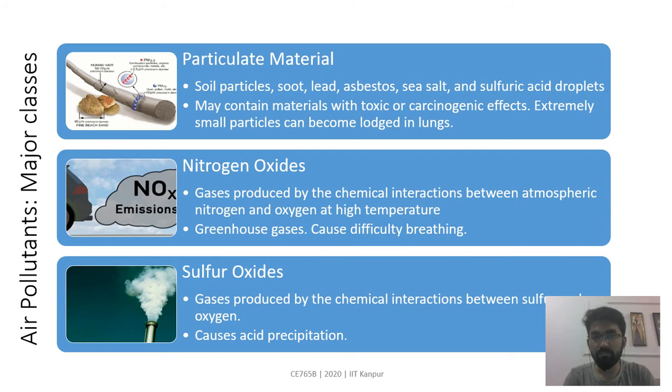Then come oxides of nitrogen. They are produced by the chemical interactions between atmospheric nitrogen and oxygen at high temperature. So the two major types are NO and NO2. It is called a greenhouse gas and it causes difficulty in breathing. Then sulfur oxides. They are produced by chemical interaction between sulfur and oxygen. So all in all, oxygen is some sort of common villain in between those. Although oxygen is necessary and helpful, and sulfur is another necessary thing, when they combine they form something unnecessary, something harmful. So that's how nature works.